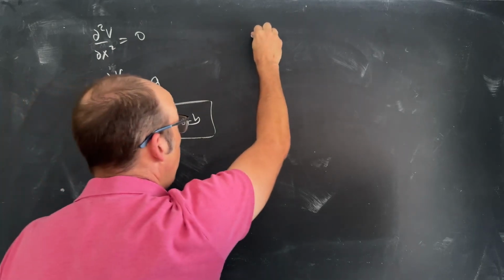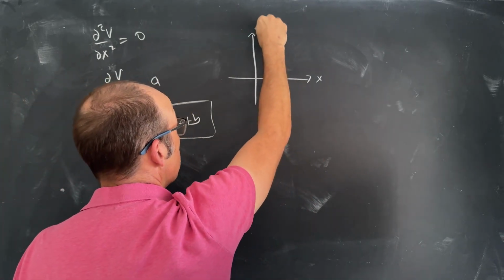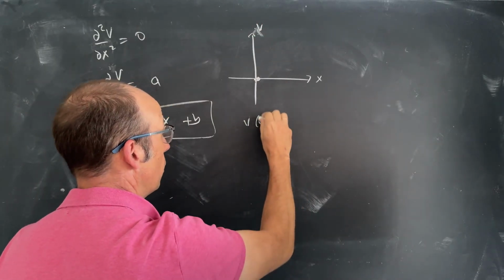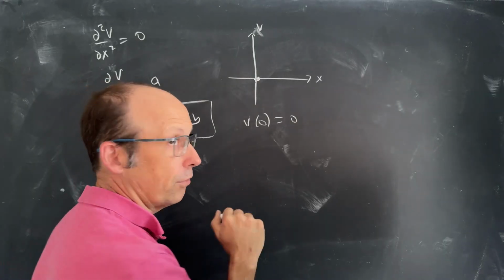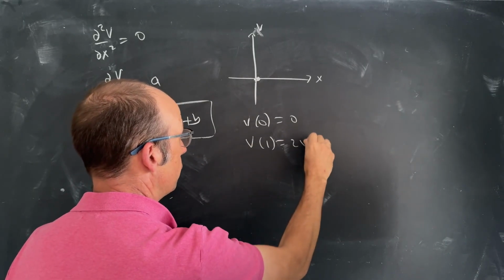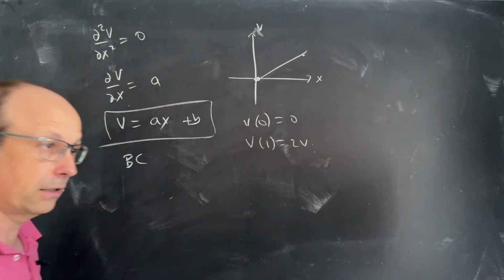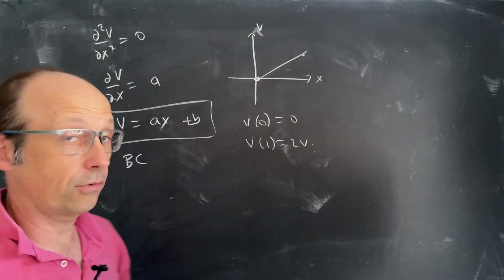So imagine that we have something simple. Let's say here we have our x-axis, and this is V. So at x equals 0, V of 0 is 0. I'm just picking something simple, because we're going to use it later. And then V of 1 is equal to 2 volts. So we're up here. So this is our solution. It's a line. So in one dimension, the solution to this equation is a line.